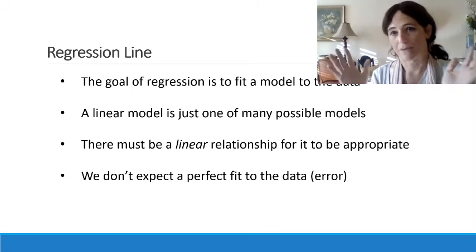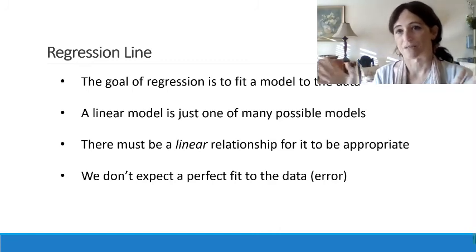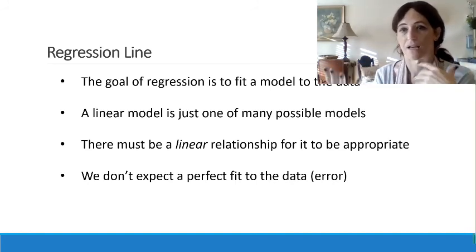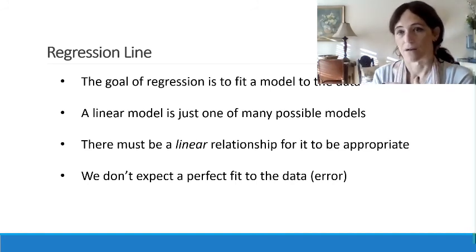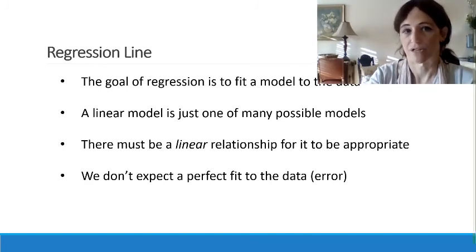We don't expect there to be a perfect fit to the data. We expect there to be that error, and it could be because of measurement error, it could be just that we haven't explained the phenomena. We need other variables, and that's what we're going to get to when we get to multiple linear regression.